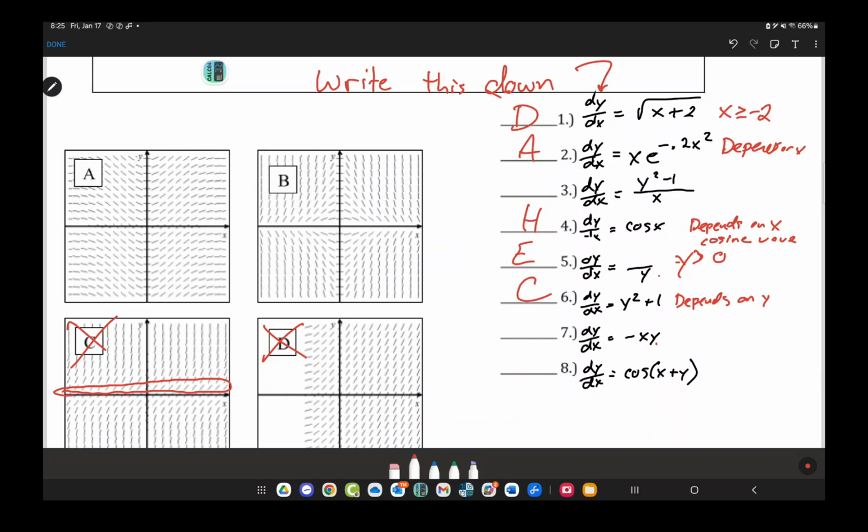3 is G. Why is 3 G? Because it can't be 0, and there's nothing on 0. Yes. You're correct, 3 is G. This is a good explanation. So undefined when x is 0.